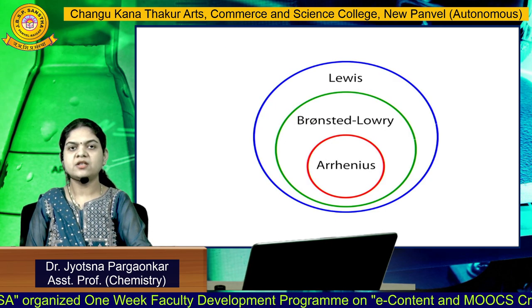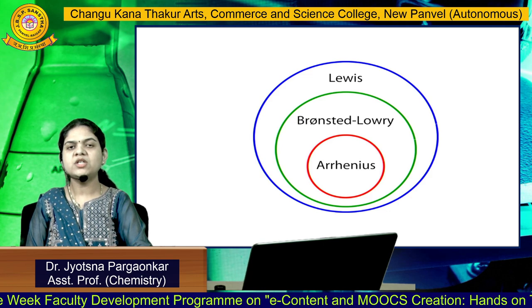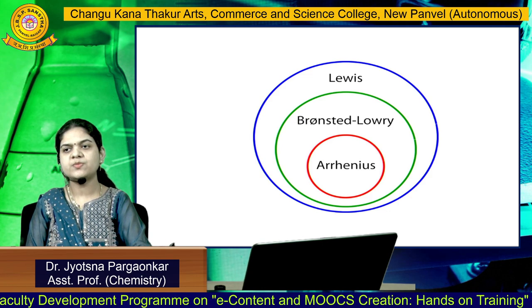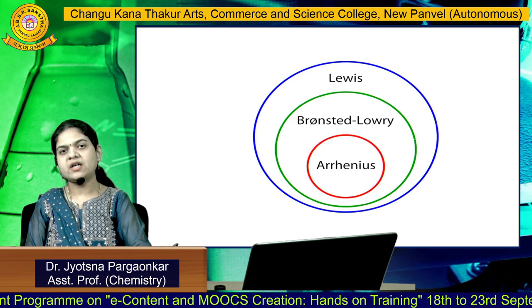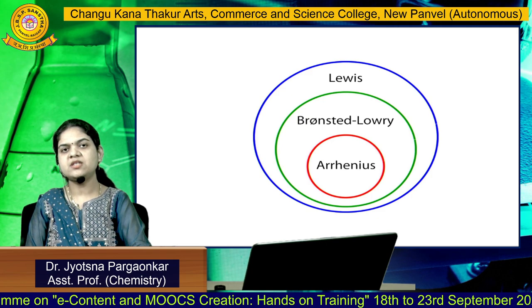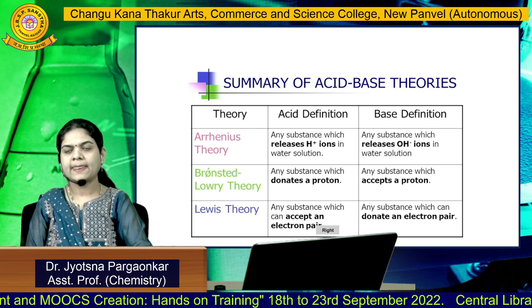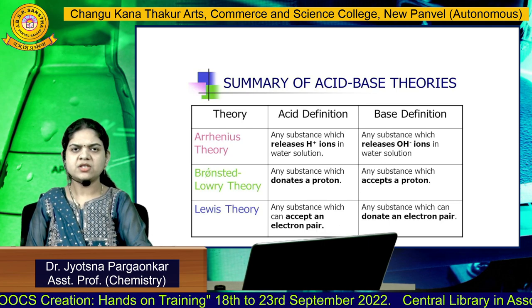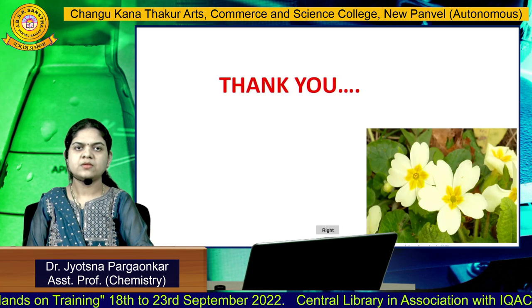So this is again a pictorial diagram, oval shapes for each theory. Oval shapes mean what? Some small oval shapes, then medium and then a larger one. So from that diagram we can conclude that the Lewis theory is better than the Bronsted and Arrhenius. So this is the summary. Thank you.